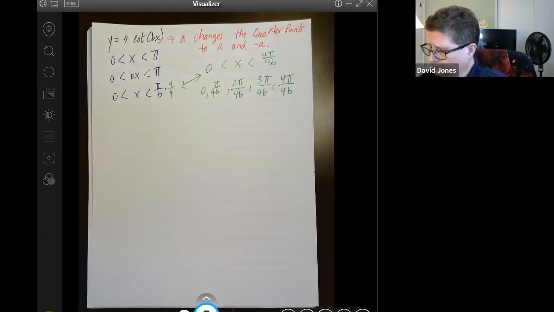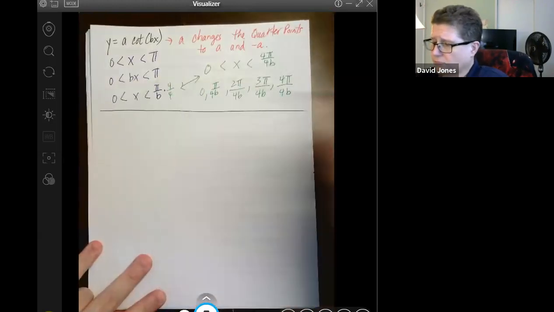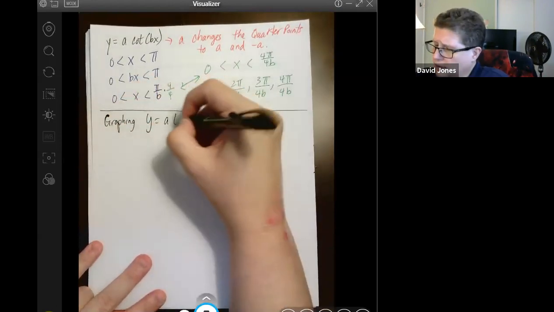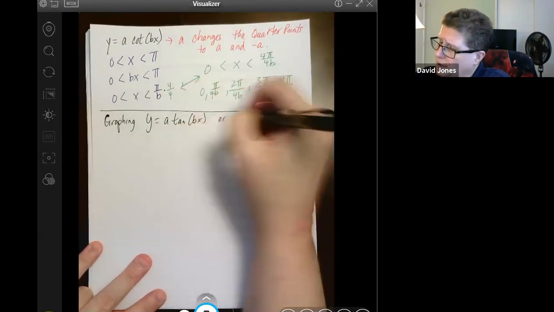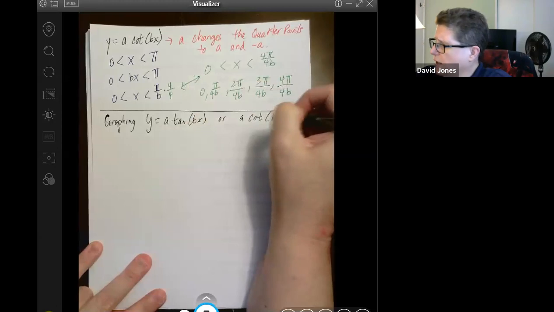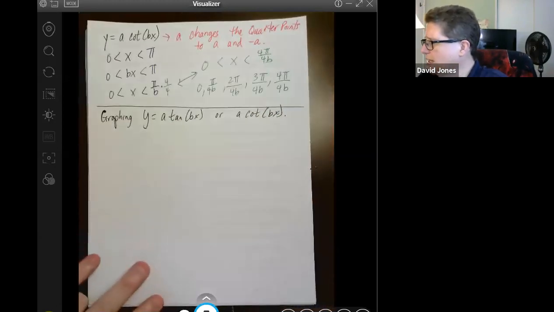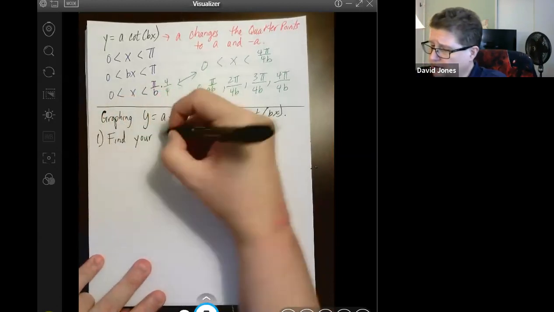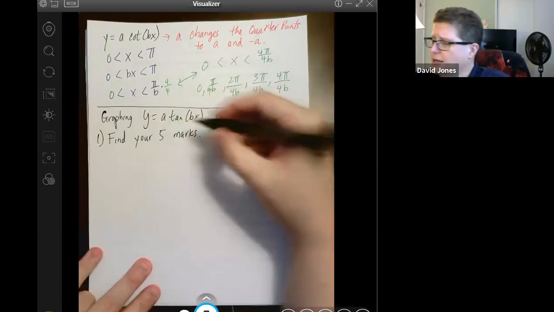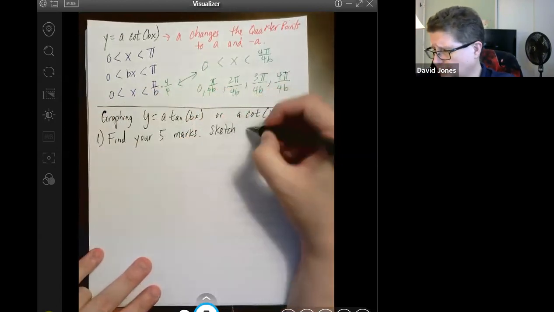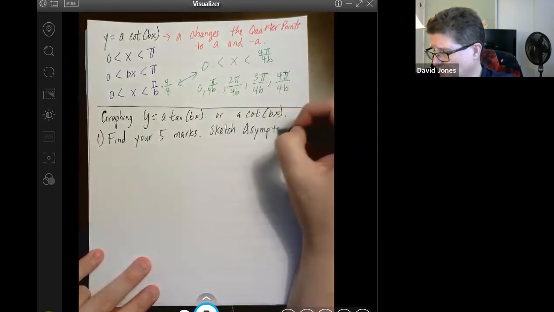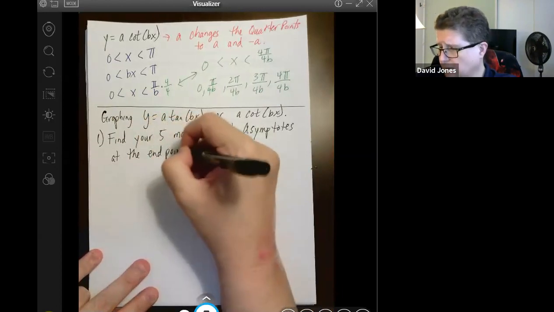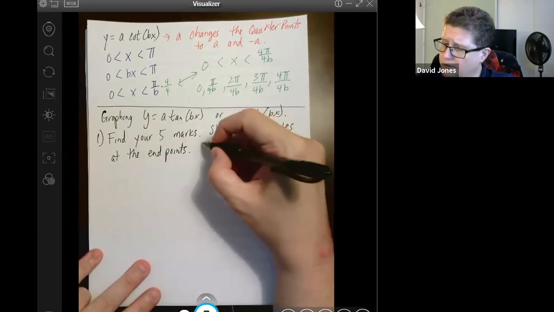So when we graph them, again, what's step 1? Find your 5 marks. Sketch asymptotes at the endpoints. And 0 at the midpoint.